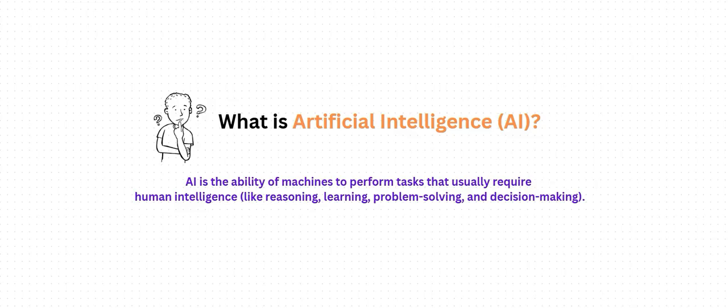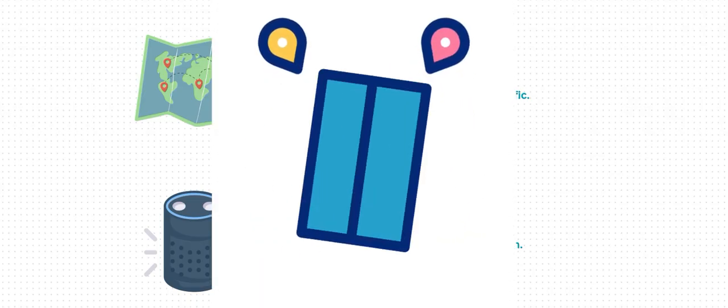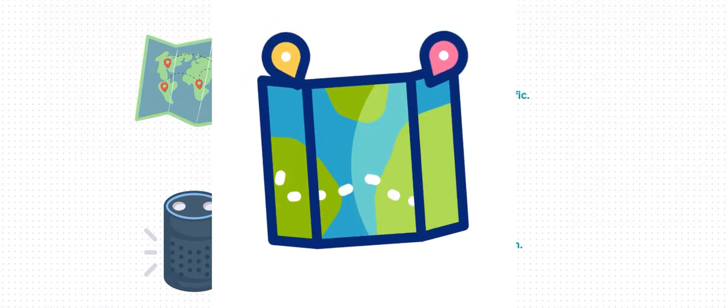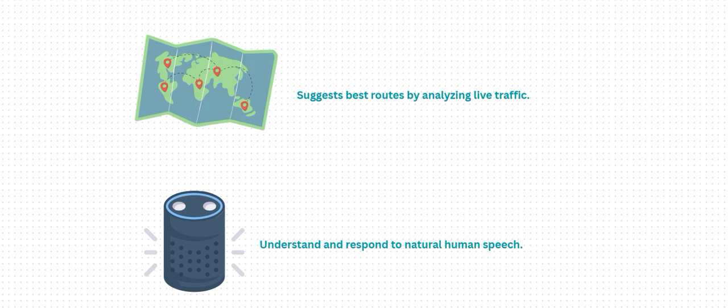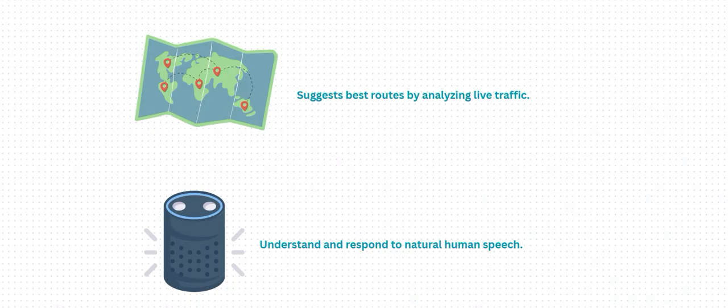So let's try to understand this with a very simple example. Like in Google Maps, when we travel from one place to another, the map doesn't just show the route, it suggests the best one by analyzing live traffic data. That's AI helping you make better decisions. Next example is the voice assistant like Alexa or Siri. You can say, hey Alexa, play some music or a particular song, and it understands your speech, processes it, and gives the right response.